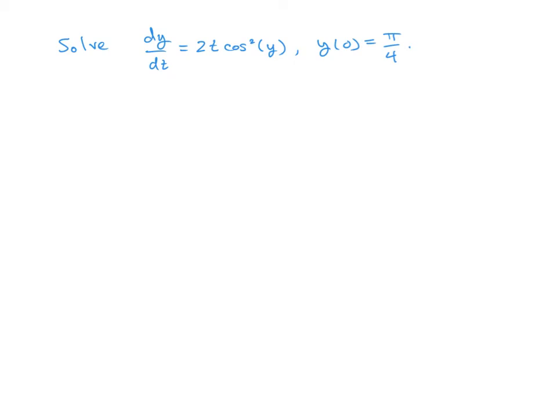To solve this equation, we're going to use separation of variables. To do that, we'll start off with the original equation, dy/dt equals 2t cosine squared of y. Now we'll multiply both sides by dt, and we'll divide both sides by the cosine squared of y.